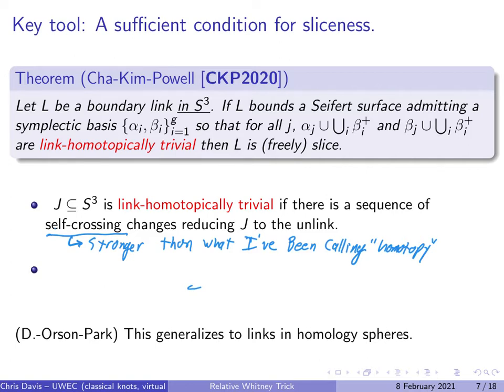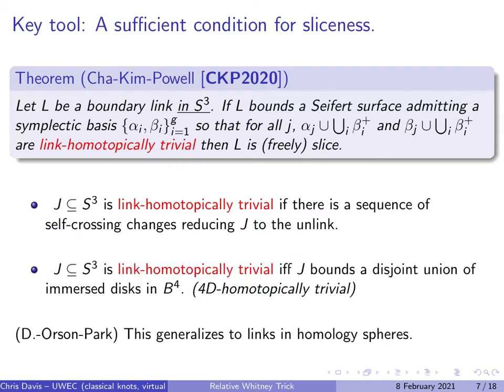Nice. So you'll notice that this is a condition on links in S3. I want a sufficient condition for free sliceness, well, just for sliceness would make me happy enough, which applies to links in any homology sphere. Well, the first thing that you'll need is, what should link homotopically trivial mean for a link in a homology sphere? Well, there's a good answer. So here's a result. A link in S3 even is link homotopically trivial if and only if that link bounds a disjoint union of immersed disks in the four-ball. And that follows fairly straightforwardly by thinking about the trace of a homotopy.